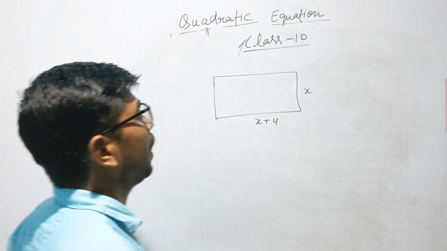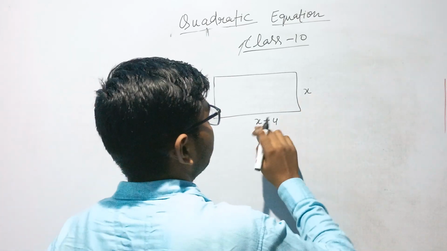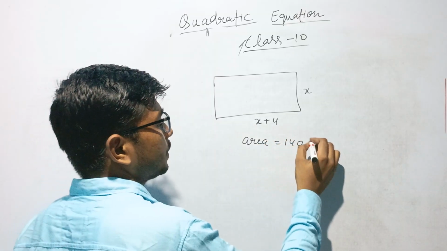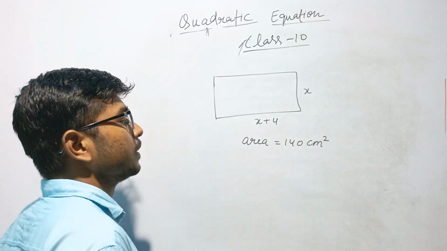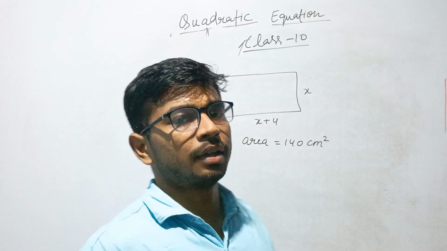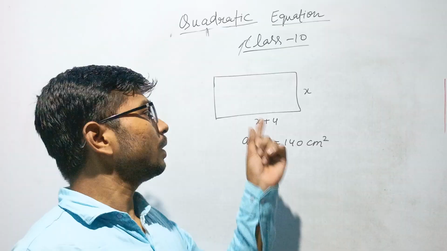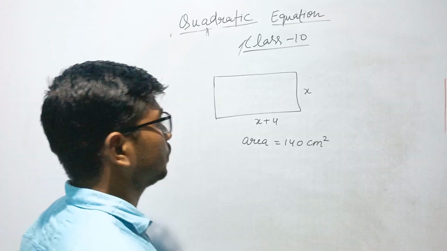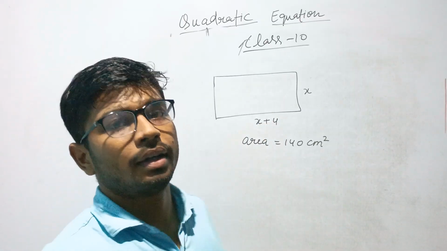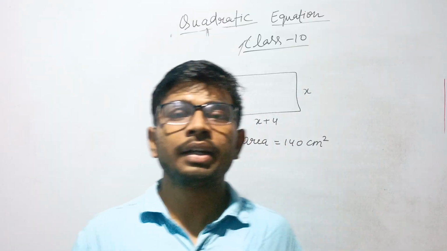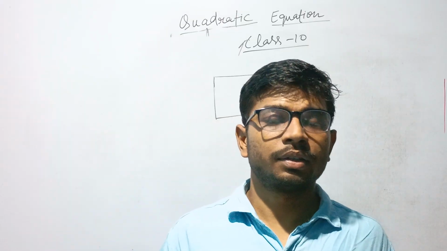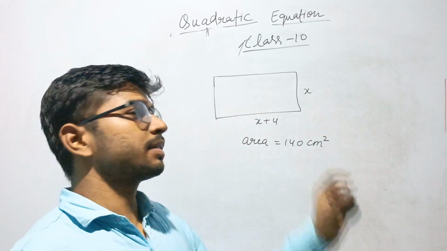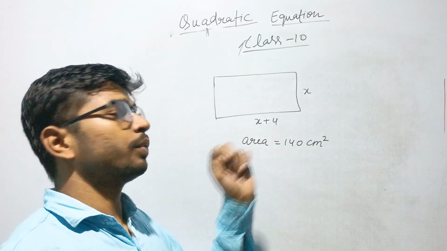Okay, and now they can give the area. They can give the area as 140 centimeter square. Okay, so they can ask the width and length of this rectangle. How to solve? Actually they will give it this way, like the length of a rectangle is greater than its width by 4 centimeter. Okay, so we will assume width as x and length will be x + 4, right?